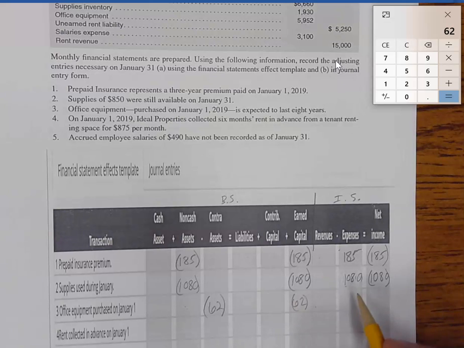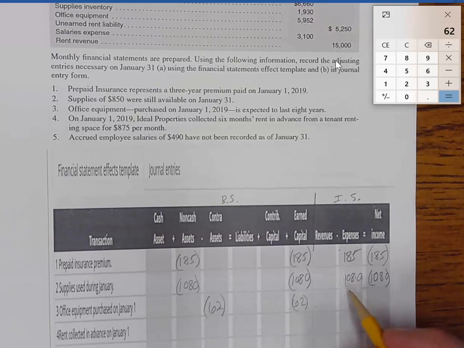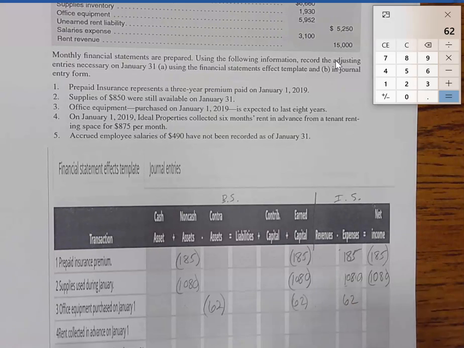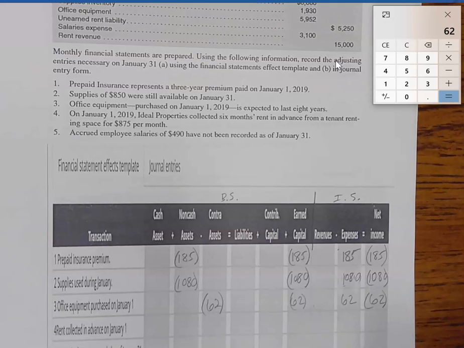That won't change. And then we're going to have no revenues, and then we're going to have an expense that's going up by $62. It's a non-cash expense. We call it depreciation expense, but it nevertheless counts. And then we have a negative impact to net income. I want to go back to this just for a moment here.